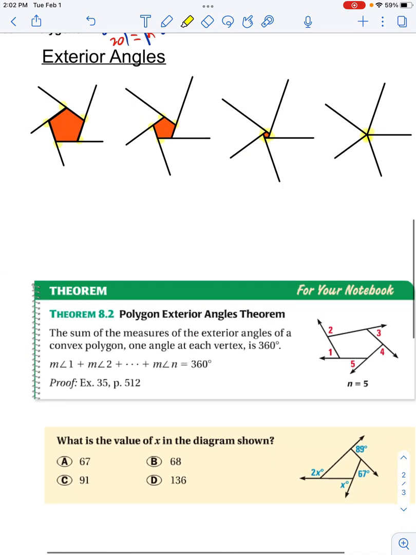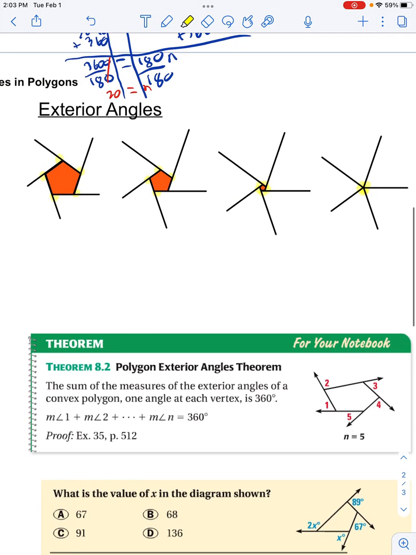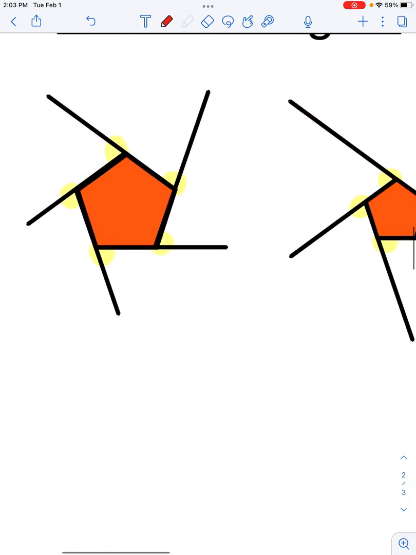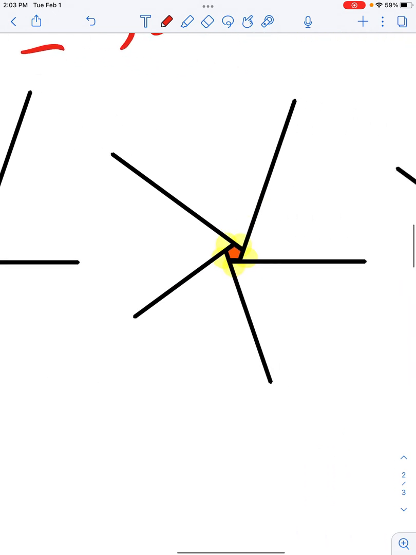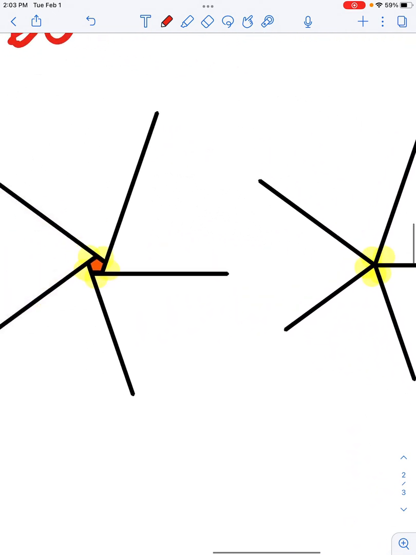So we've got this theorem that says the sum of the measures of the exterior angles of a convex polygon, one angle at each vertex, is 360 degrees. So if I added up all these exterior angles, they're going to equal 360 degrees. So for all of these shapes, the exterior angles add up to 360.